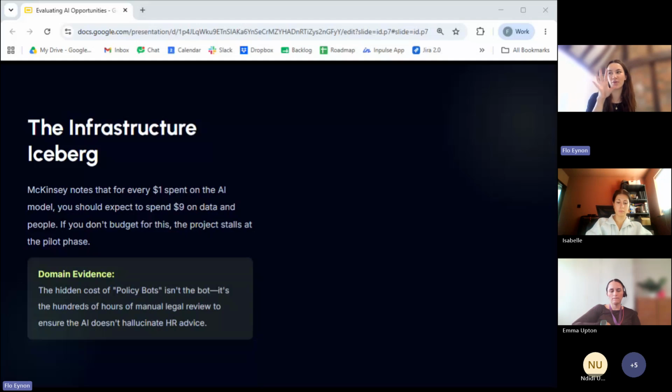In this example, McKinsey notes that for every $1 spent on AI, you should expect to spend $9 on data and people. That implies that the initial upfront cost of any tool, on average, is just 10% of the long-term cost. One example at the bottom here is policy bots.